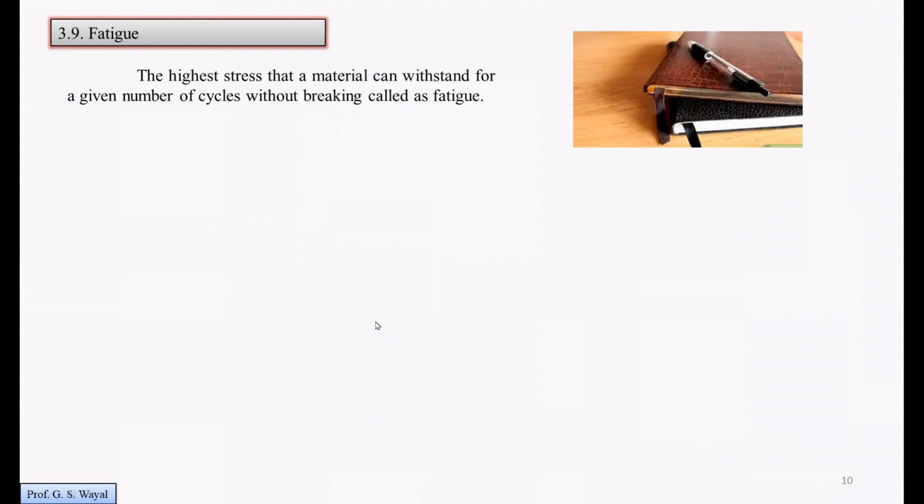Next one is fatigue: the highest stress that a material can withstand for a given number of cycles without breaking is called fatigue. Highest stress means the maximum stress that the material can sustain over a number of cycles. That particular property is called fatigue.